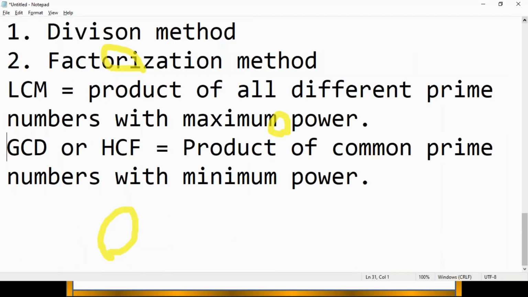All of you got the difference between both LCM and GCD? Please compare, don't confuse. Next one.